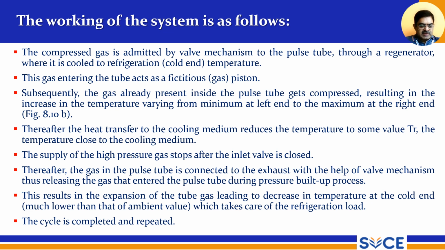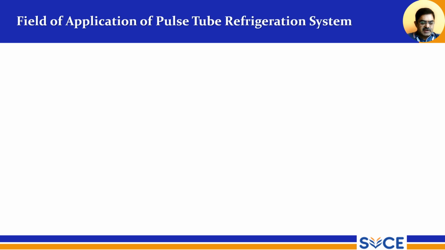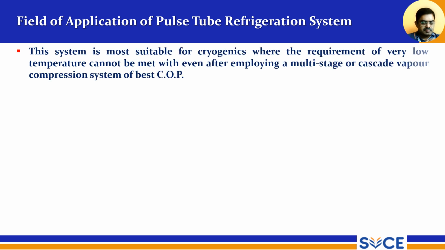Now we see its applications. Field of application of the pulse tube refrigeration system. This system is most suitable for cryogenics, where the requirement of very low temperature cannot be met even after employing a multi-stage or cascade vapor compression system of best COP. That is the biggest advantage, and it is more suitable for cryogenics, where very low temperature cannot be met even with a multi-stage cascade vapor refrigeration system.